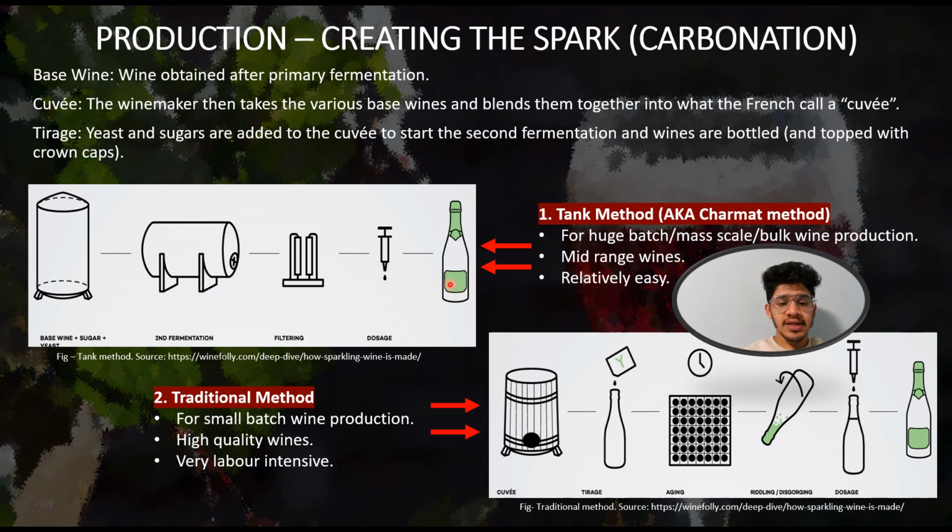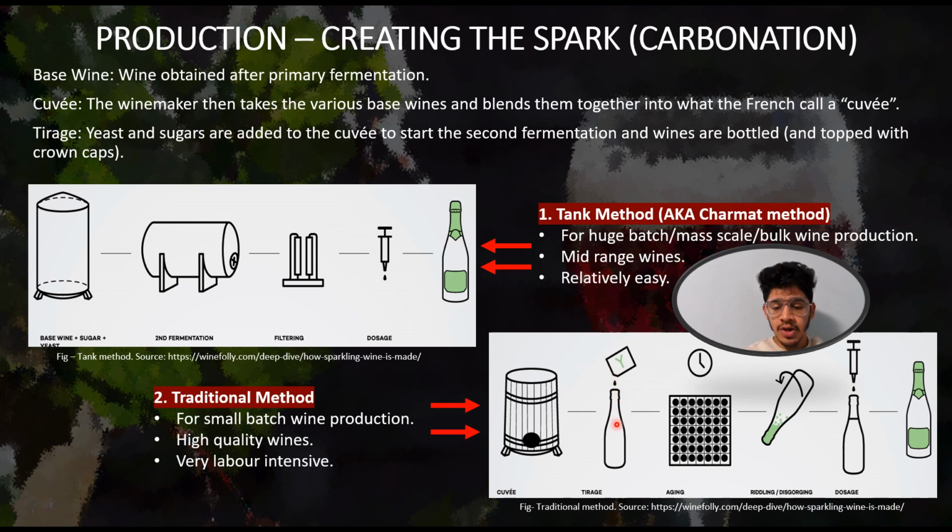The second method is the traditional method. What happens in the traditional method is that the winemaker will first form the cuvee by blending various base wines. To these base wines, yeast and sugars are added, but before that the cuvee is transferred into a bottle and the yeast and sugar is directly added into the bottle. If you compare this and this method, here the yeast and sugar was added into the tank, but here there is no role of tank. The yeast and sugar is directly added to the bottle.